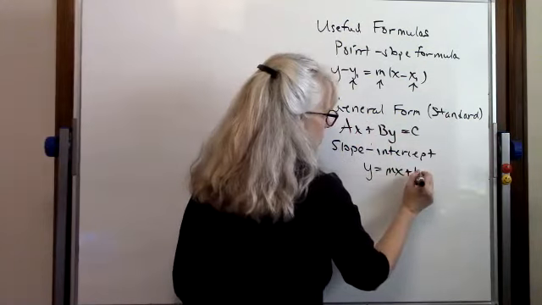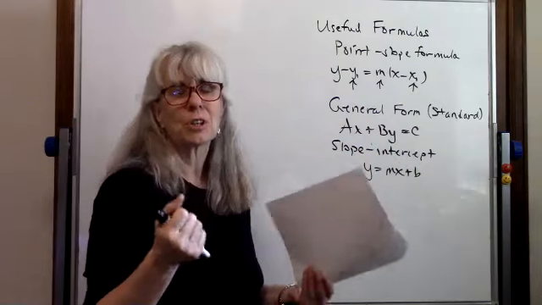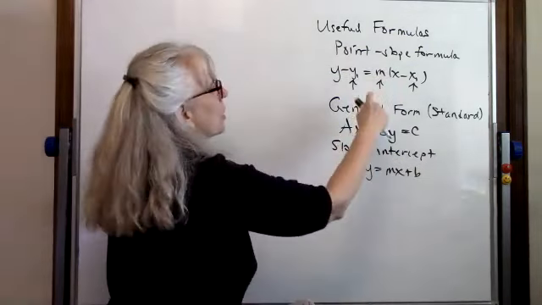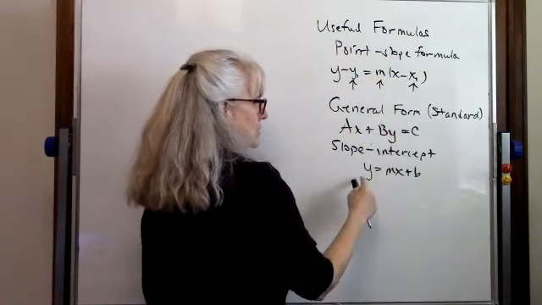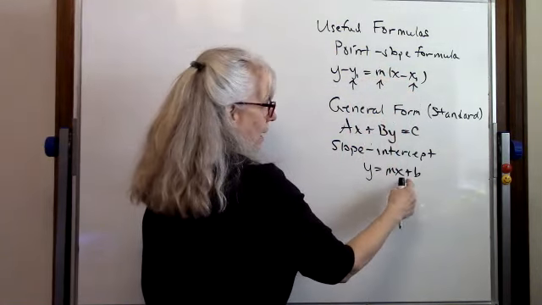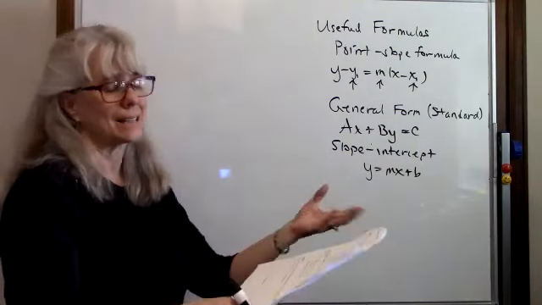I'm going to point out the first one, point slope and slope intercept, are very well named because that's the pieces of information that you need. To use the point slope formula, you need a point, that's the x1 and the y1, and the slope. To use the slope intercept, you need the slope and the intercept. So they're named after the information that you have to use it.